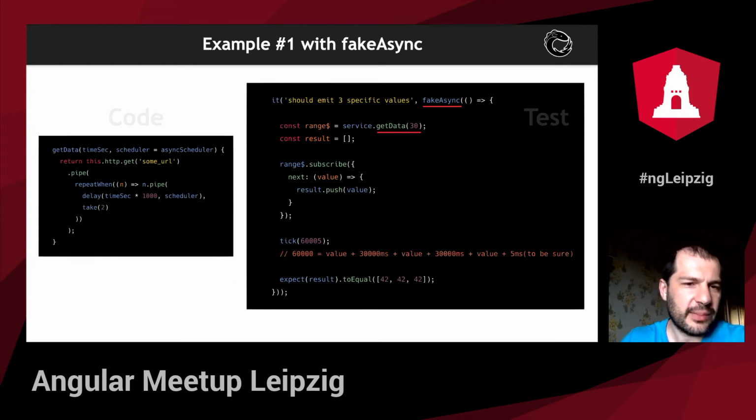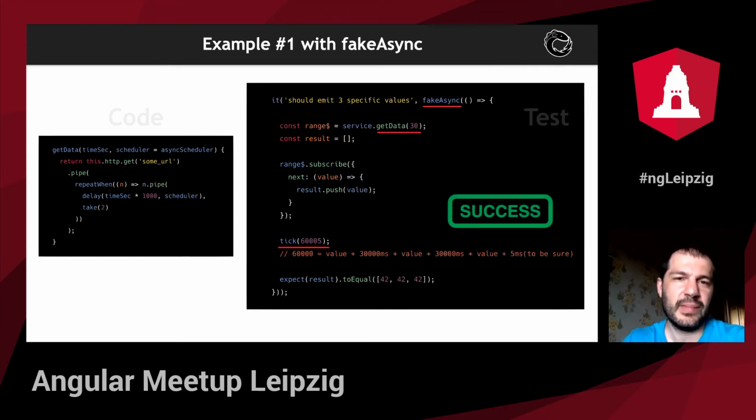Okay, here is our example. Here we call the getData function without a specific scheduler, and we provide quite a big delay value. So repeat calls will be scheduled to be done in 30 seconds. This means that in usual time, we would wait for 60 seconds until the observable completes. But with the tick function, we can run them instantly. Test passed. But pay attention that the whole test is wrapped with the fakeAsync helper function call. It is underlined with red.